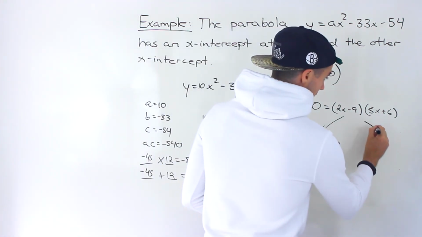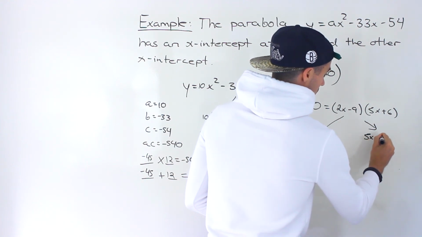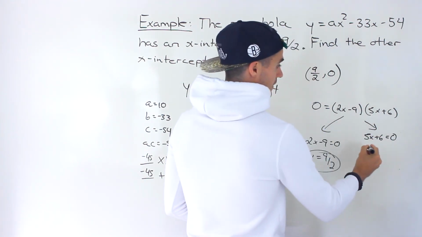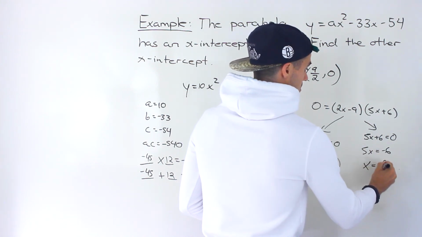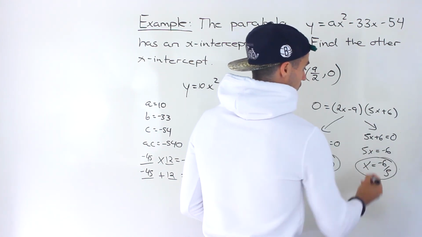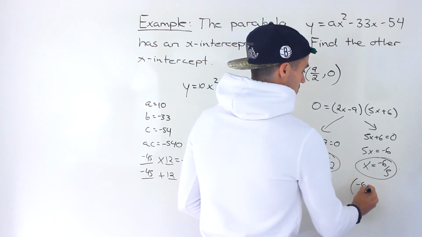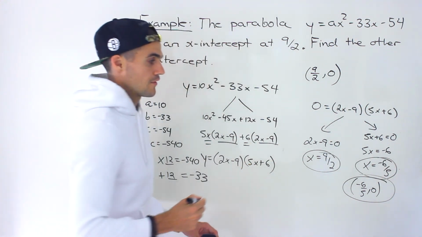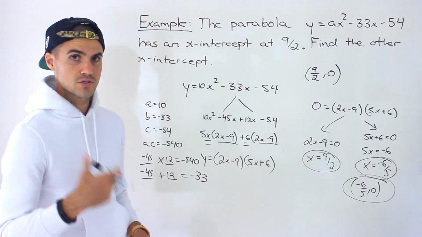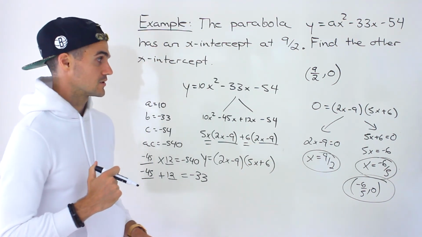And then the other x-intercept, which is what we are looking for, would come from this factor. That's going to happen when 5x is negative 6. That's going to happen when x is negative 6 over 5, right? Negative 6 over 5, and 0 would be the other x-intercept that you're looking for. So that would be the answer to this question.